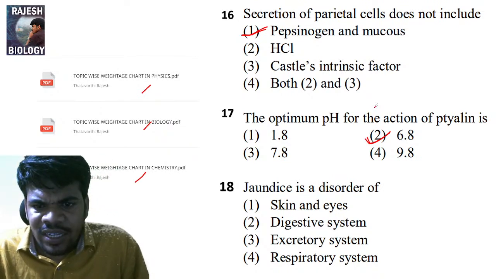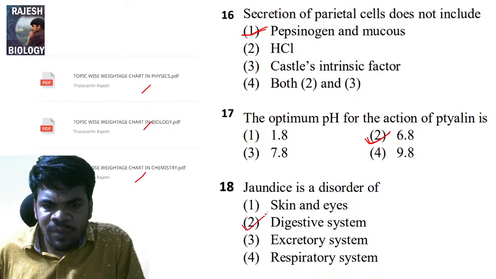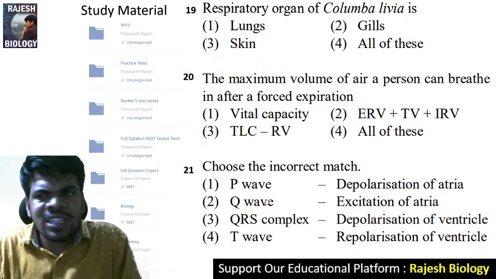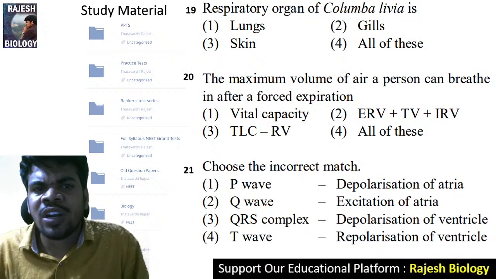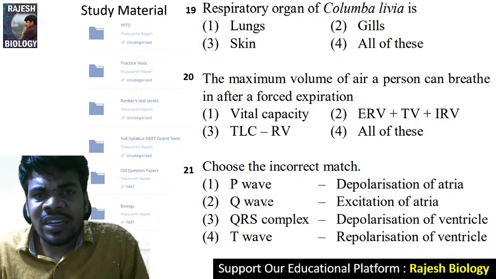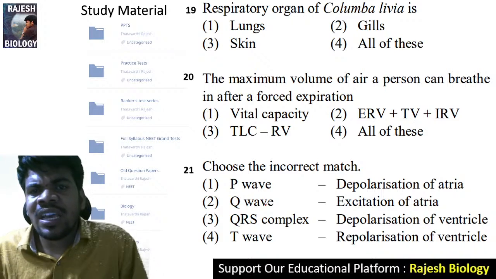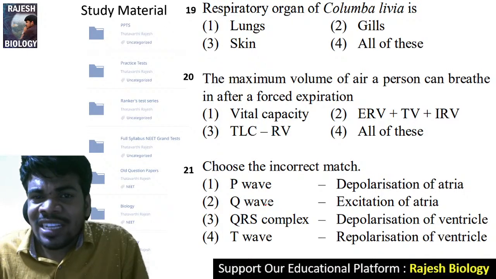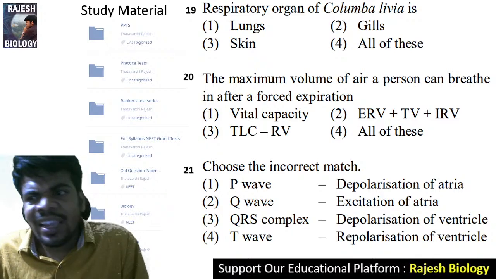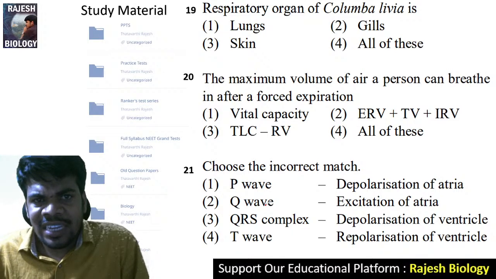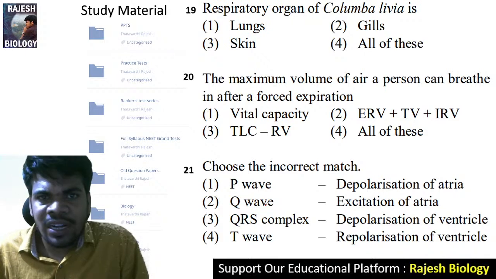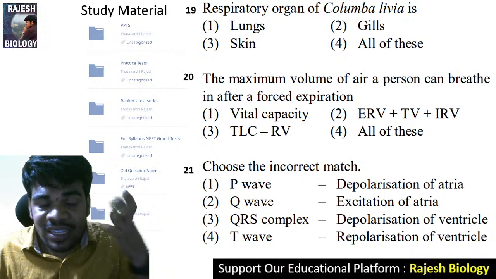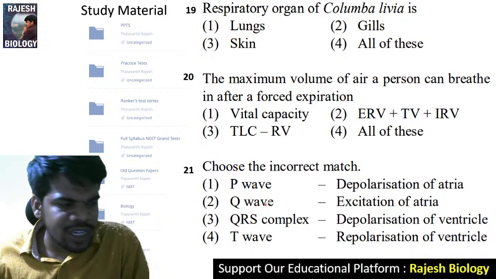Let me check. Jaundice is a disorder of the digestive system. Every time I suggest to my students, and previously also I explained, jaundice is not related to the skin or the eye, it is related to the liver. The liver is an accessory gland of the digestive system. And jaundice is not actually a disease, it is a symptom. Because of an underlying disease, like hepatitis, the symptom jaundice appears. Jaundice means accumulation of a yellow color pigment in the skin and the eyes. This is actually jaundice.